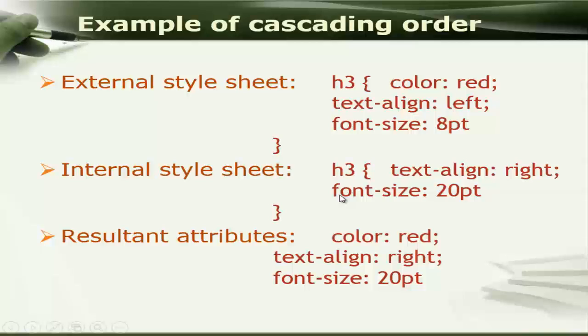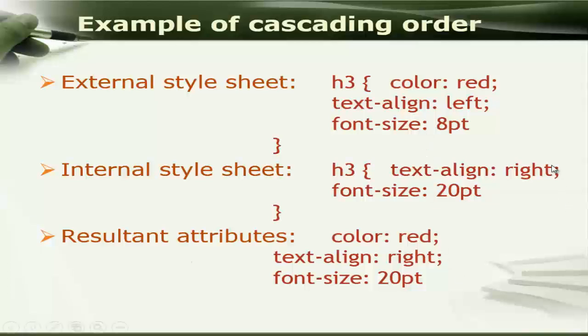In the internal, it is given. What is the combination? If you notice over here, X3 color is specified, but in the internal, color is not specified. So at the end, what will happen? Because X3 has a color, the color will be carried forward because there is no override. Whereas in the external, alignment is left, but in the internal, alignment is right. Because internal is nearer to the external, internal will win, and you are going to get the alignment as right.